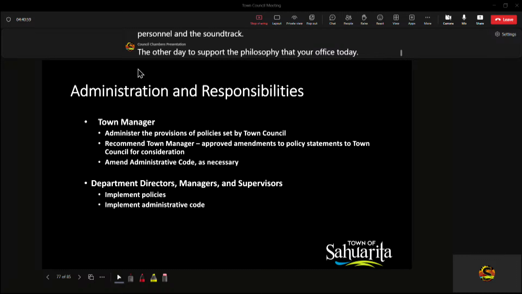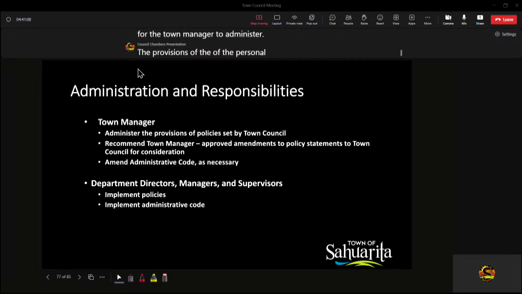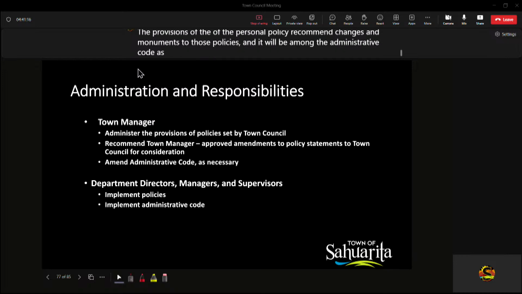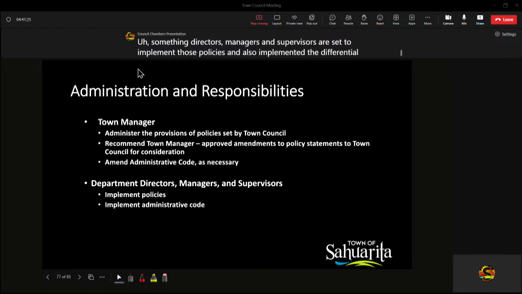So with the administration of this, the responsibilities are for the town manager to administer the provisions of the personnel policy, recommend changes and amendments to those policies, and amend the administrative code as necessary. Department directors, managers, and supervisors are set to implement those policies and also implement the administrative code.